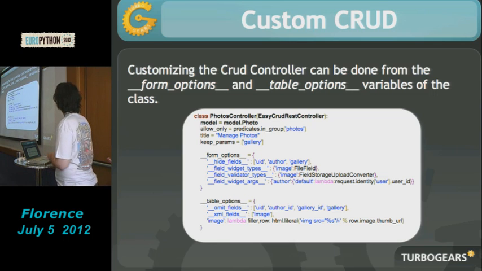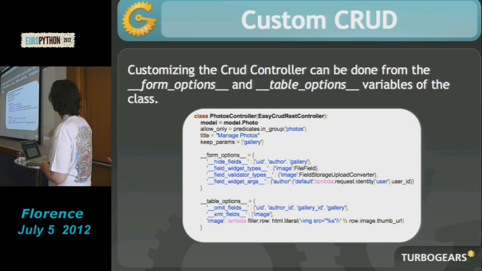Usually you don't need to use the key params argument unless you are doing nested controllers, because that's really useful if you are accessing the photos controller from a gallery controller, so you want to filter only the photos for that gallery. We are telling it that whenever it creates a form, we want to hide the author and gallery fields, because we are going to automatically set them.